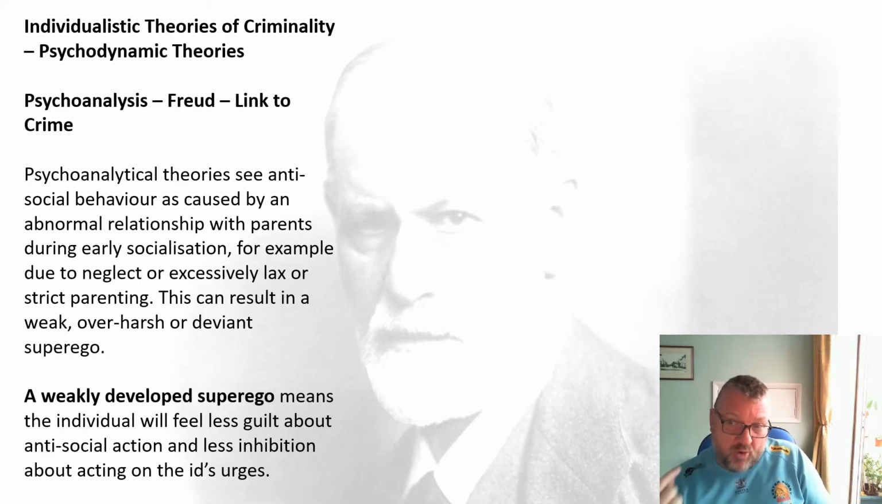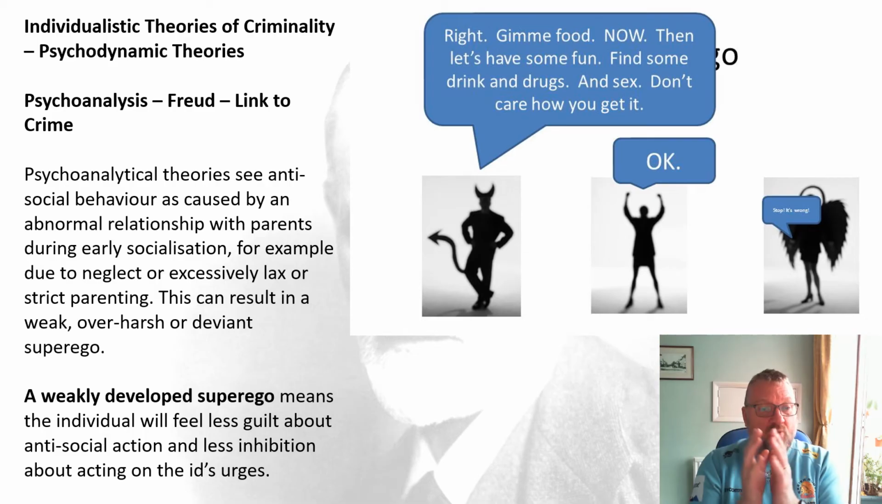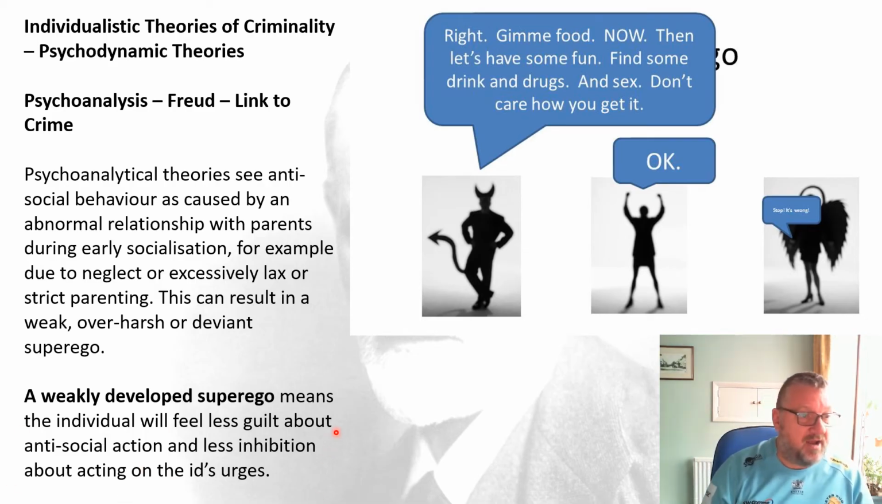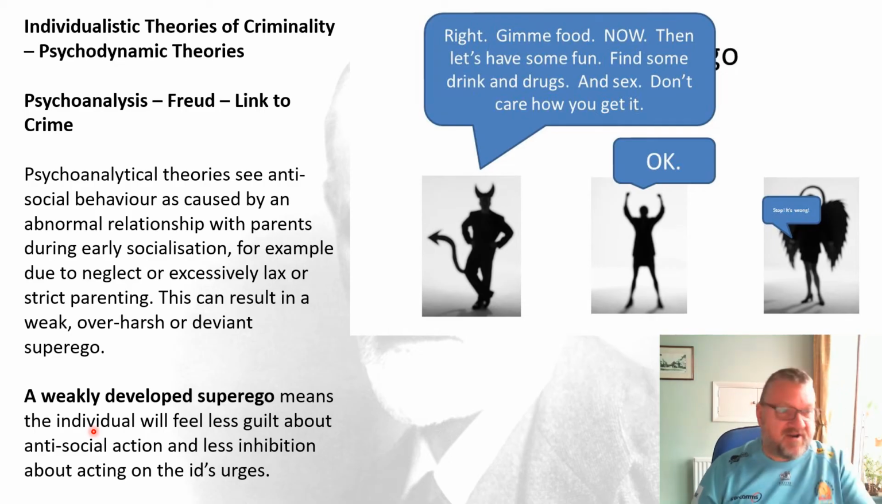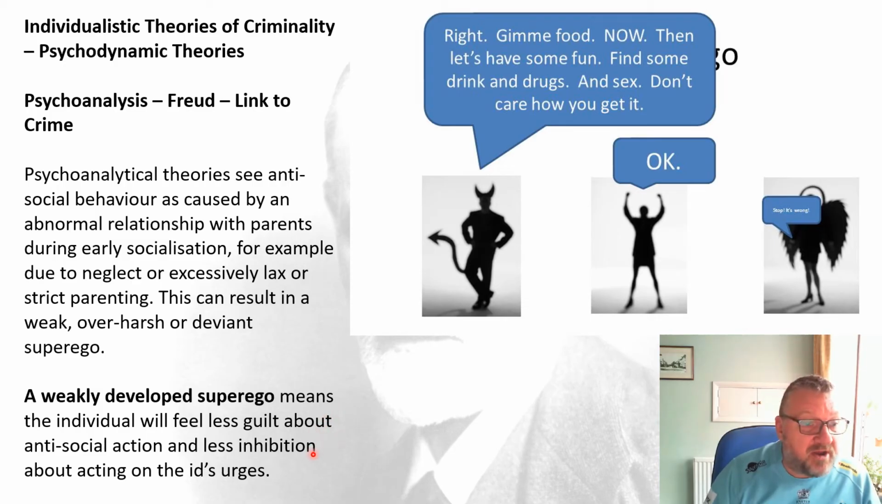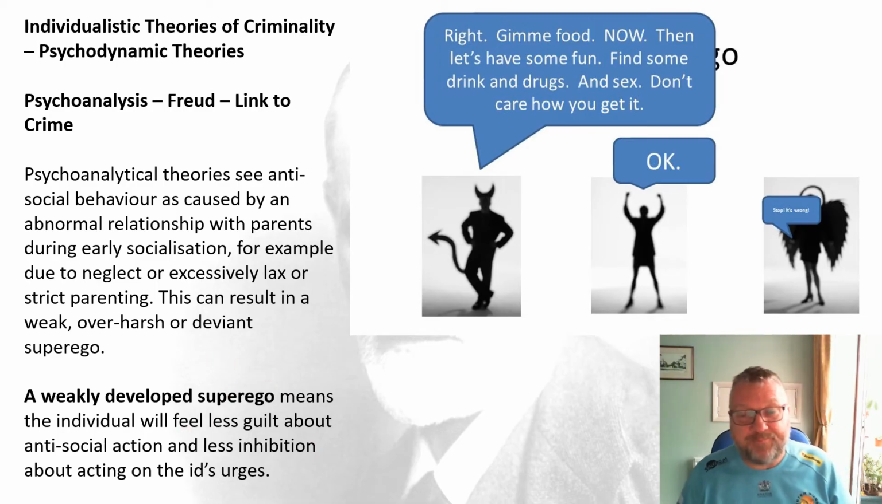So if you have a weakly developed superego, that means the individual will feel less guilt about antisocial action and less inhibition about acting on the id's urges. So if you've got a weak superego, as we've got down here, you've got the id going, right, give me food now, then let's have some fun, find some drink and drugs and sex, I don't care how you get it. And the weak superego is going, sorry, it's wrong, sorry, it's wrong. And it can't be heard, and then the ego goes, okay, and off we go.